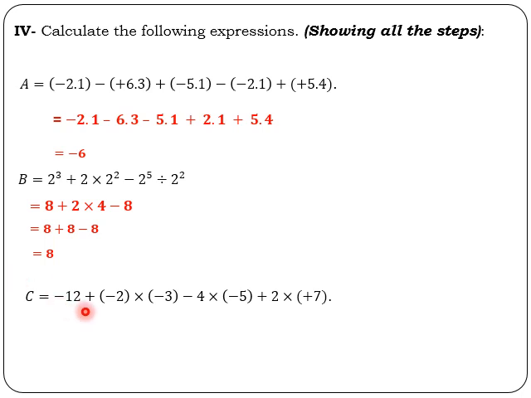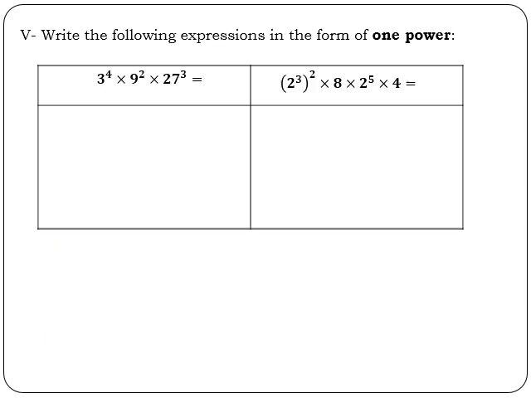Similarly, here we have minus 12 plus a series of numbers. Here I noticed that you have a multiplication sign, and I know that multiplication has more priority than addition or subtraction, so I have to solve these first. I have to write on the line minus 12 plus minus 2 times minus 3, minus times minus is a plus, and 2 times 3 is 6. Minus 4 times minus 5 is plus 20, and plus 2 times plus 7 is plus 14. So the answer of C will be 40 minus 12, which is 28.